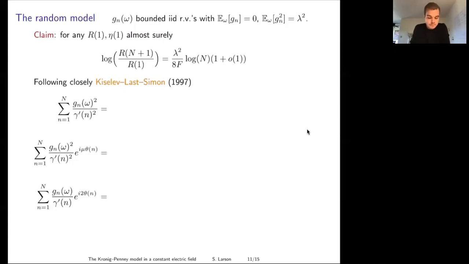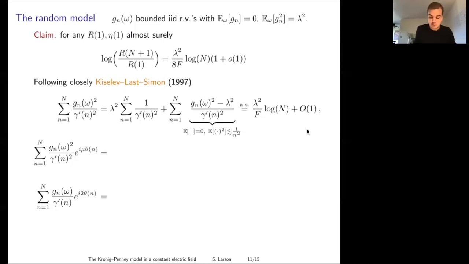Okay, so if we look at the first sum first, we can rewrite it a bit. We extract the mean value of the gn squares. We get something that's deterministic that we can calculate explicitly using the asymptotic expansion of gamma prime. That gives you this term. It's lambda squared over f times log n. Remember that gamma prime is essentially a square root, so gamma prime squared is 1 over n, so this is a logarithmic divergence. The precise constant comes from doing a more precise asymptotics of gamma prime. This term will precisely give us that term. There's a prefactor of 1/8 here that I've skipped.